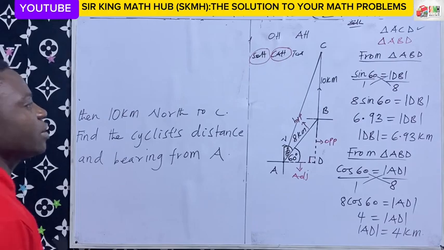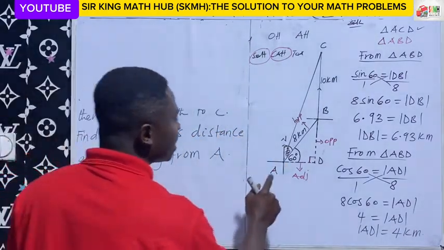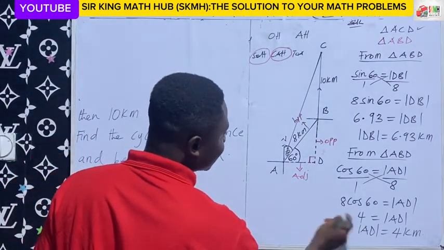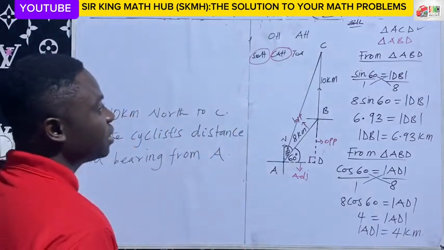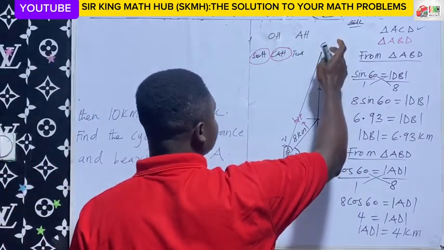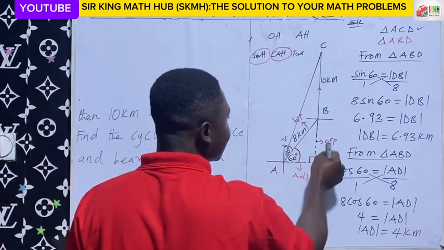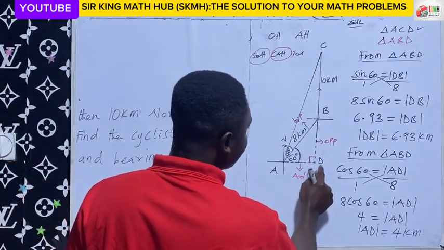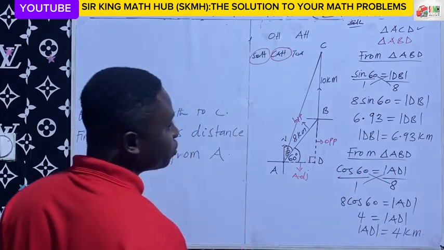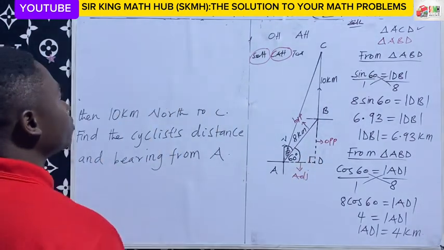So now, for the bigger right angle triangle, what is the length of AD? The length of AD has been calculated as 4 kilometers. And what is the length of DC, or in other words, CD? CD will be 10 kilometers plus line DB, which is 6.93 kilometers. And that should give us 16.93 kilometers. So take notes.